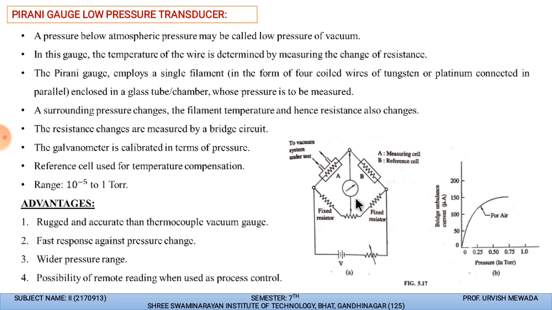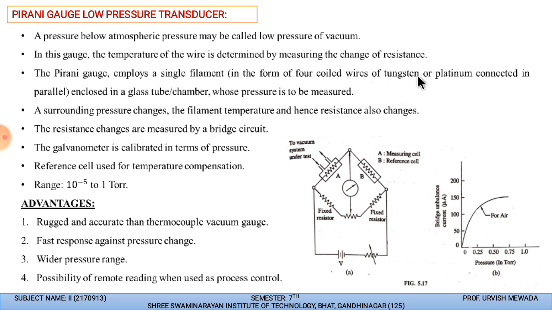So this galvanometer will show null, and once we apply a pressure, the resistance of this gauge will change, and this balanced bridge will get unbalanced. Due to the unbalancing of the bridge, this galvanometer will show the deflection according to the applied pressure. The Pirani gauge generally employs a single filament. Over here we can see the filament that we use to measure pressure, in the form of four wires. These are the bridge arms that we are using to measure pressure.